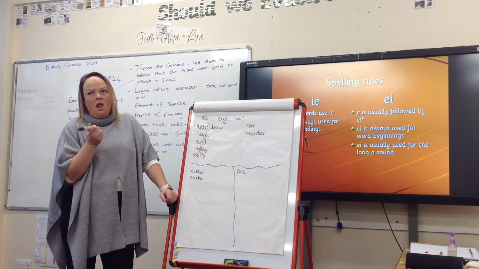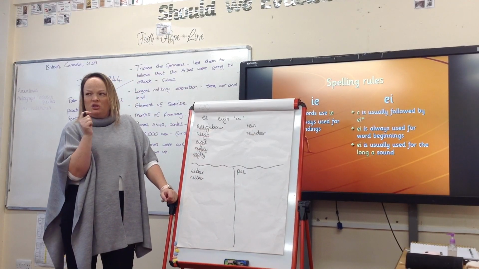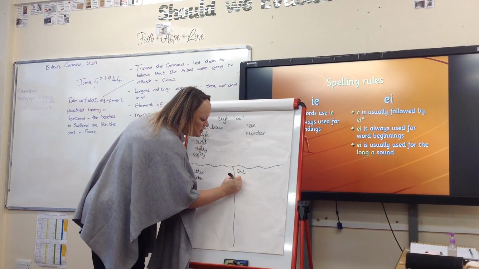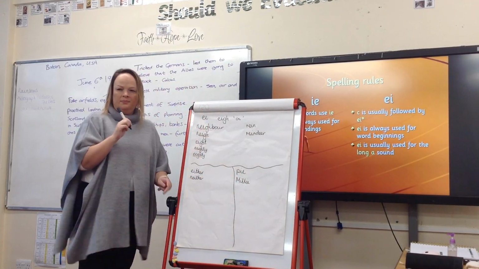Some words, like, I'm going to pick a name for one of the children in our class. I've got two children called Millie. One spells it with a Y, but the other one actually spells it I-E. Charlie.